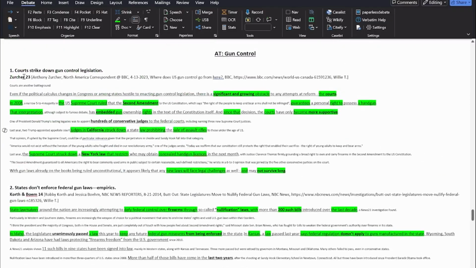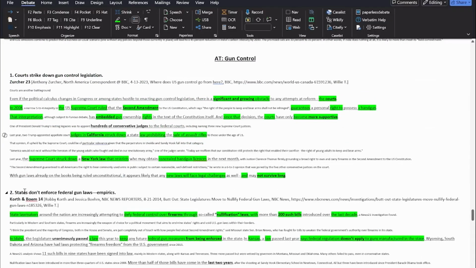This is about how independently of courts striking down these laws, these states may refuse to enforce them, and also cites multiple empirics such as Idaho, Wyoming, South Dakota, Arizona, Kansas as well.